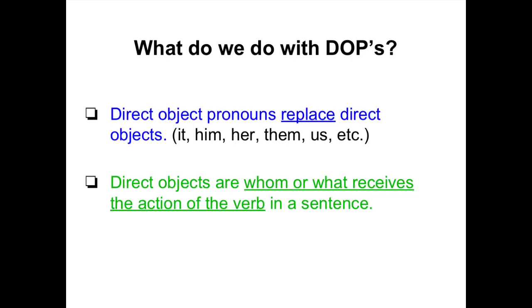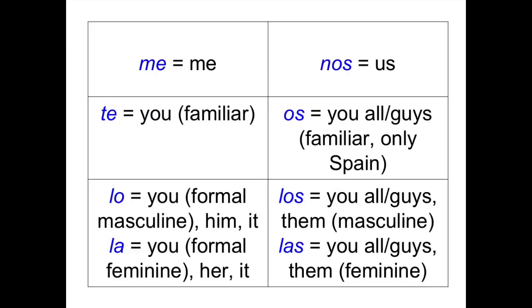To identify a direct object in a sentence, you can ask either who or what is receiving the action of the verb in a sentence. The answer to that question will tell you which word is your direct object. We use direct object pronouns in a sentence to replace those direct objects. Examples in English of direct object pronouns are words such as it, him, her, them, or us.